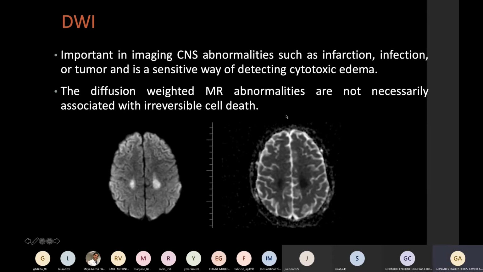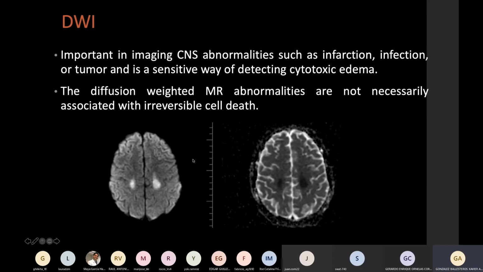Diffusion imaging has become important in imaging of nervous system abnormalities such as stroke, infection, and tumor, and it is a sensitive way of detecting cytotoxic edema. We know it appears hyperintense on diffusion and almost always hypointense on the ADC map, while vasogenic edema is hyperintense on both ADC and diffusion. Therefore, this sequence helps in the detection of acute brain stroke and also differentiates it from other non-stroke-like disease processes.